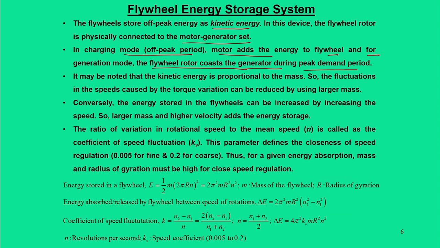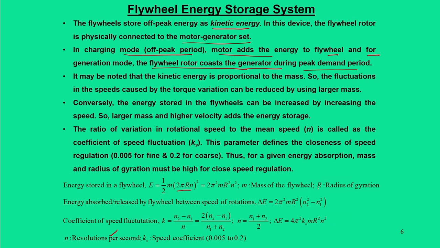Now, if you look at how much energy is stored in a flywheel, this is a very simple expression. Kinetic energy is expressed as half m v squared. Here v stands for rotational speed multiplied by its linear length. Normally the flywheels are circular, so the length travelled for each revolution is 2 pi r multiplied by n, where n stands for revolutions per second. So, half m v squared now becomes 2 pi squared m r squared n squared.